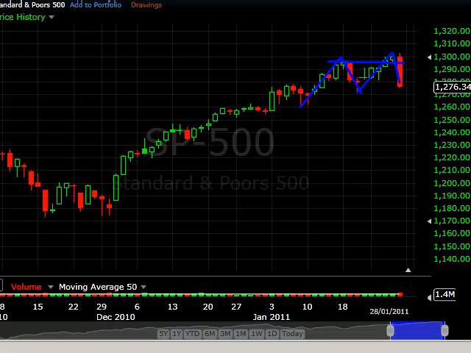Now when you start to see this formation, the buyers struggling when they get above the highs and then suddenly reversing straight away, that is a major reversal in my point of view. That is a major reversal pattern in the market.